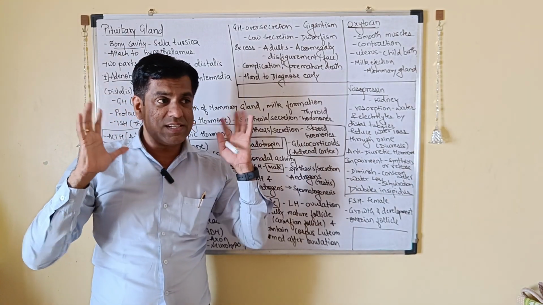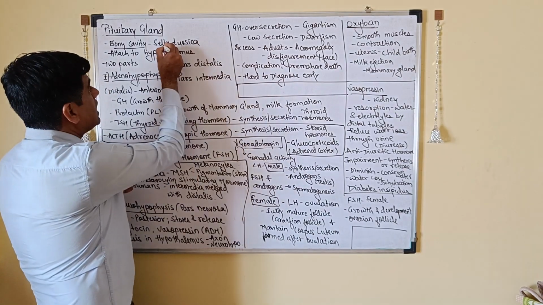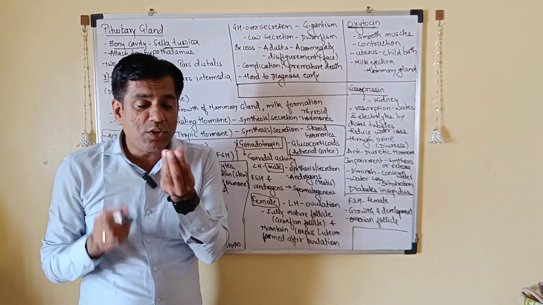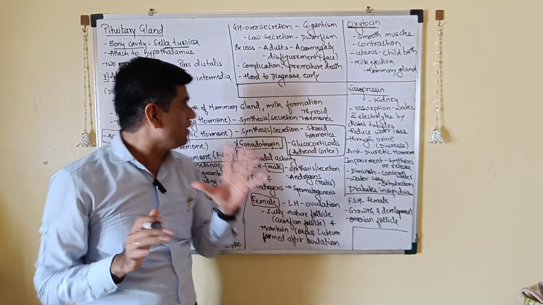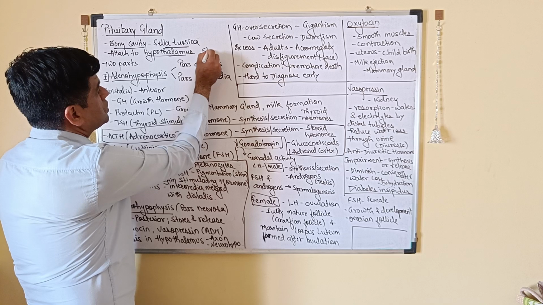You remember we had seen that skull, and in that we had seen the sphenoid bone, and there is a cavity called the sella turcica. So there is this particular cavity, and in this sella turcica the pituitary gland is located, right? And it is attached to your hypothalamus with the help of a stalk.